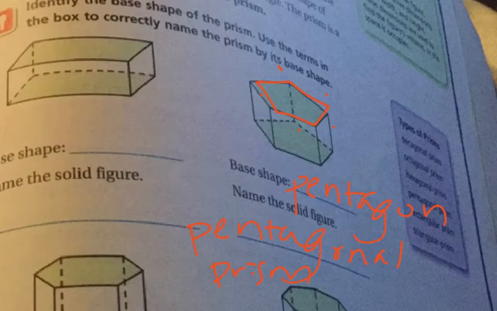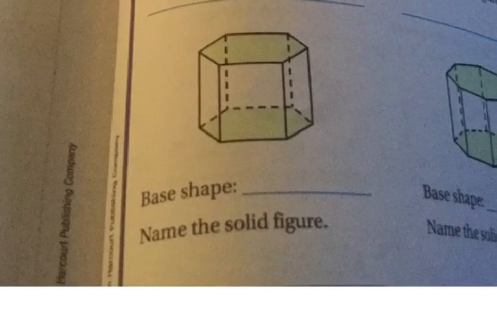Okay, let's try another one. 1, 2, 3, 4, 5, 6. So this would be a hexagon. So you should be getting this pattern. This is going to be a hexagonal prism. Last one we're going to do on this part. 1, 2, 3, 4, 5, 6, 7, 8. So this is an octagon. So this is an octagonal prism. Okay? So prism. The bases are the same.